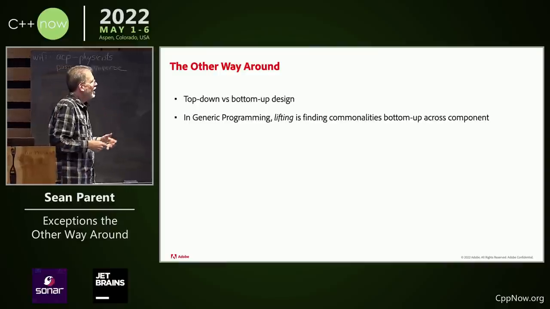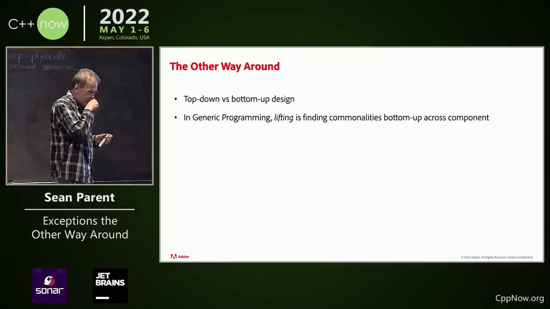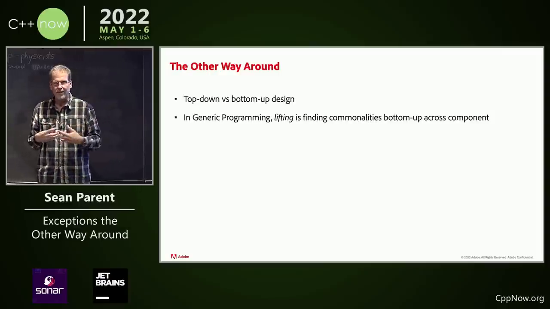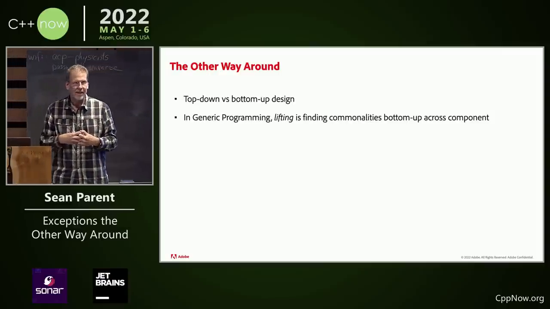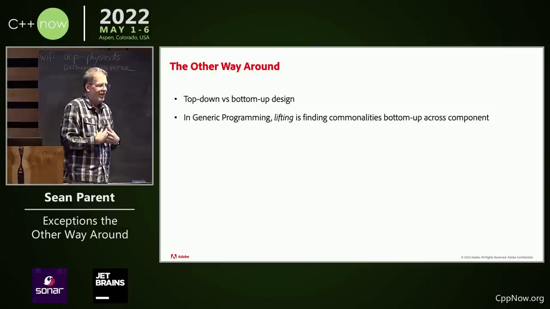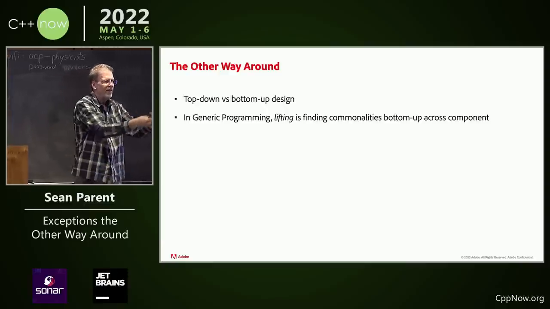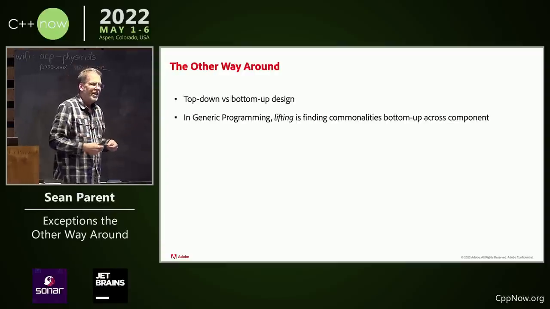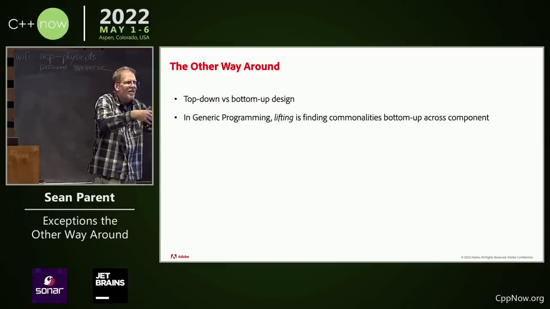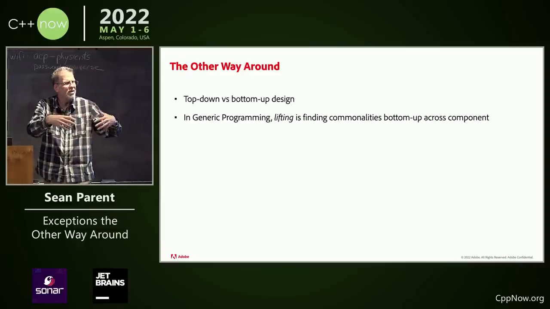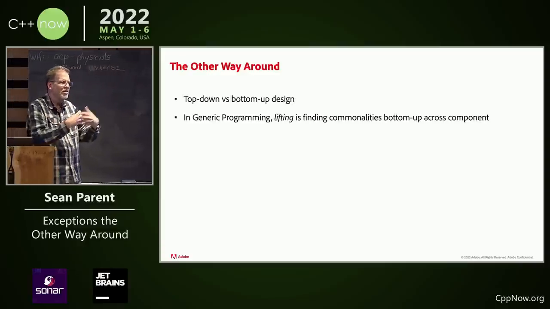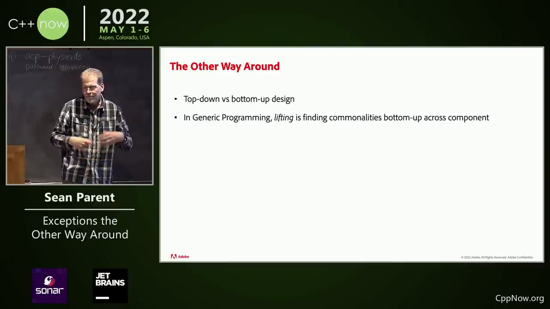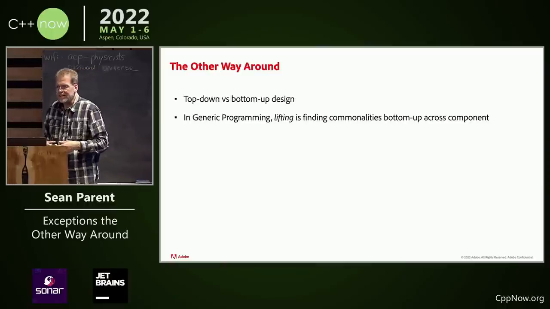So, in generic programming, we have this notion of lifting. What lifting is, is finding commonalities bottom up across a set of components. Okay, I've got sort strings, sort integers, sort whatever. I go and I look at those components and I say, what's the commonality in here? What are the rules? Can I discern that there's just this generalized sort operation? Okay. That's the process of lifting.